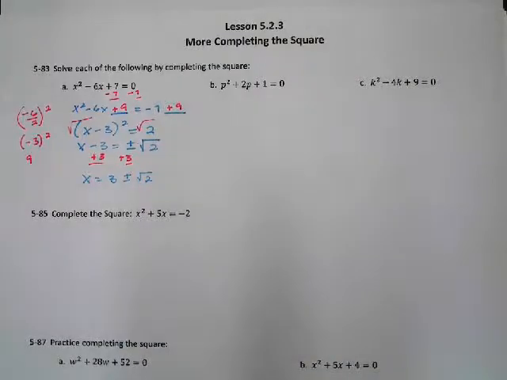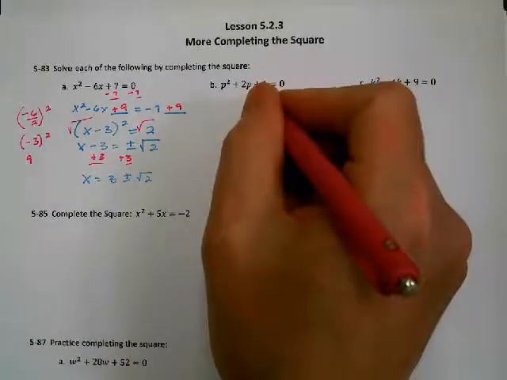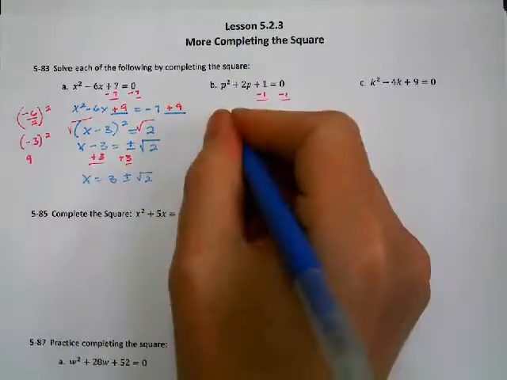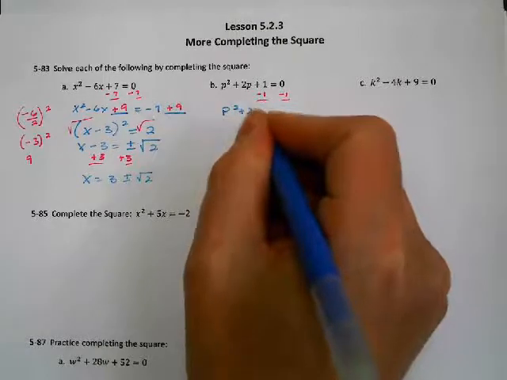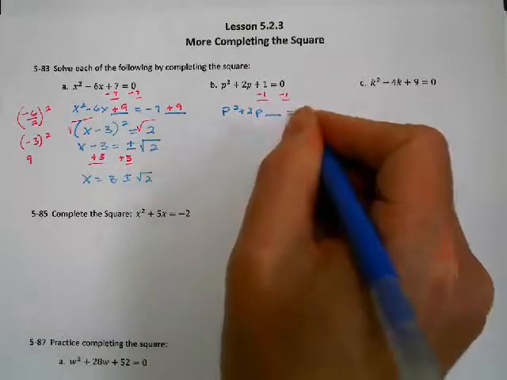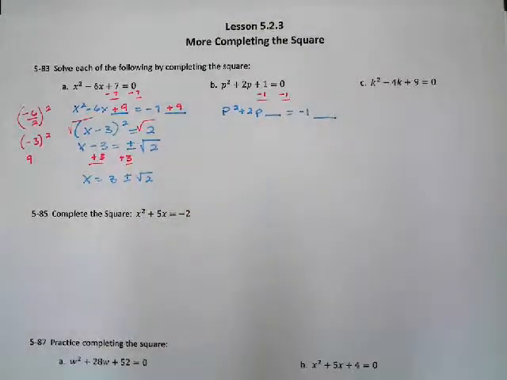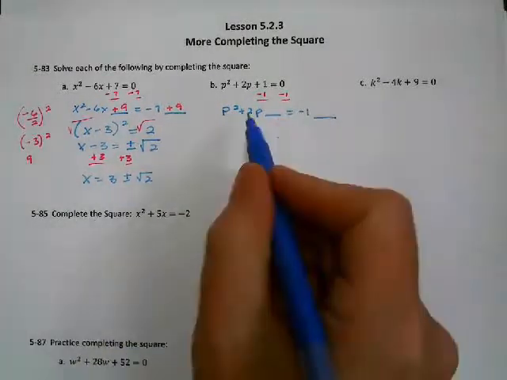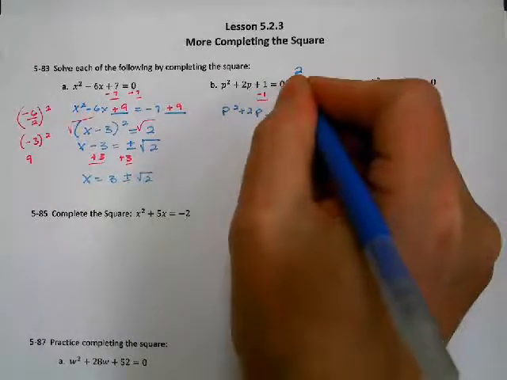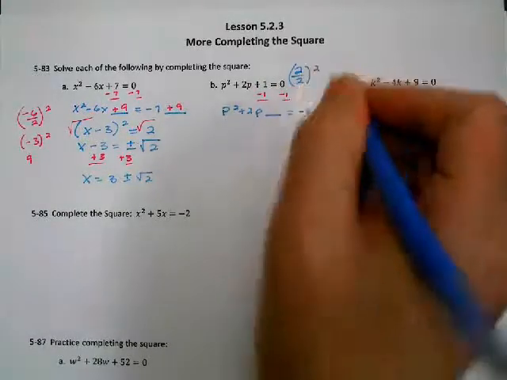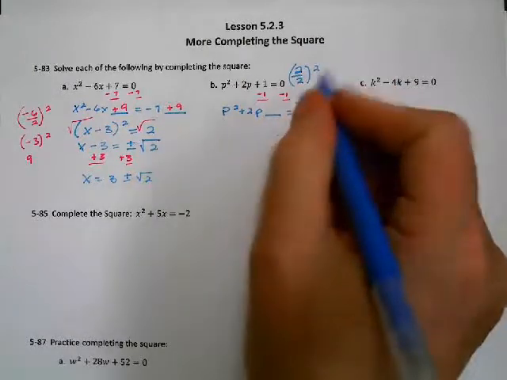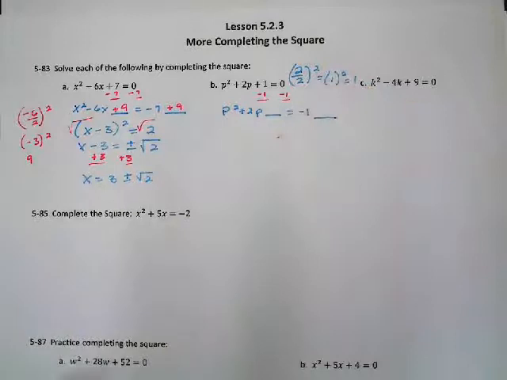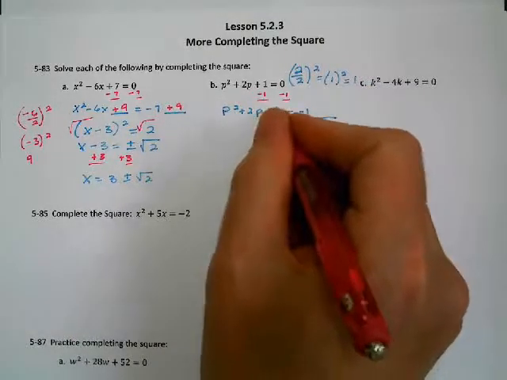Next one, we isolate first. We get p squared plus 2p. I'm going to leave a blank here, minus 1, blank there. Okay, we got to find out what number completes the square. So I'm going to take 2, cut it in half, and square it. So if I take 2 and cut it in half, I get 1. And 1 squared is still 1. So the number that I'm going to add to both sides is 1.